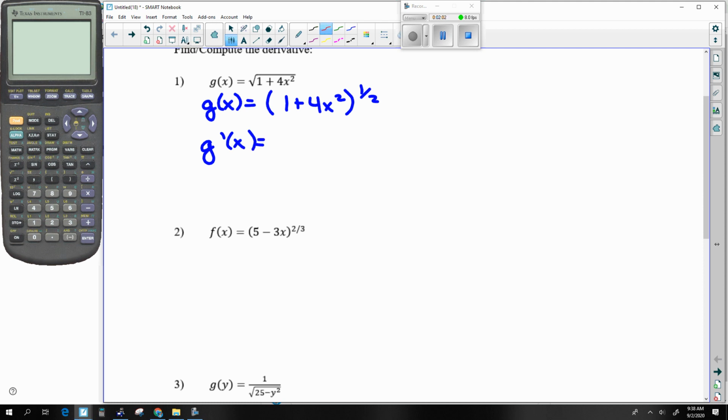So when I do my chain rule, the first thing that I'm going to address is this outside power to the 1/2. So again, with the chain rule, you do the derivative of the outside, and you leave the inside completely alone. You don't touch it. And then you multiply, and now you deal with the inside layer of the onion. In this case, that would be the 1 plus 4x squared. So take the derivative of that. So 1 goes away. 4x squared is 8x.